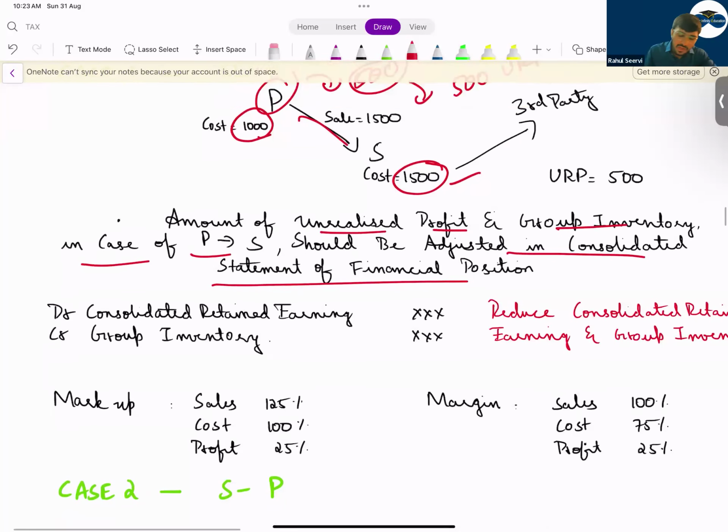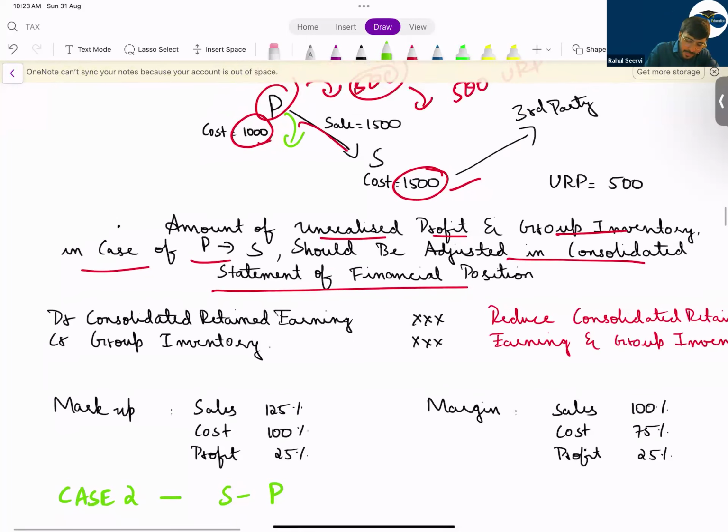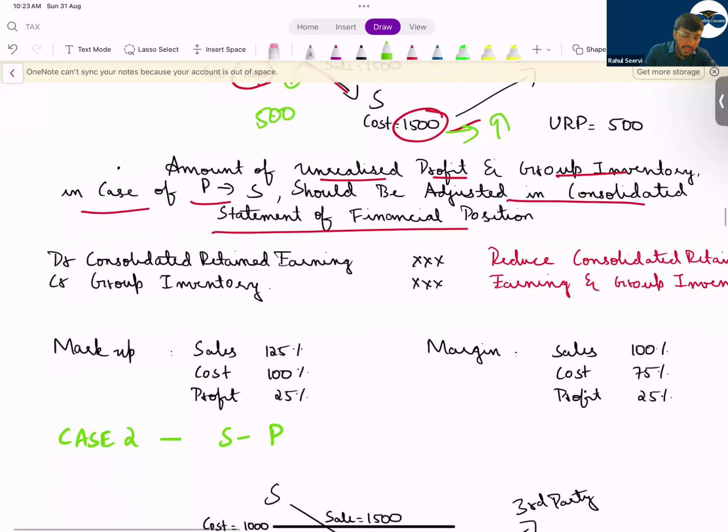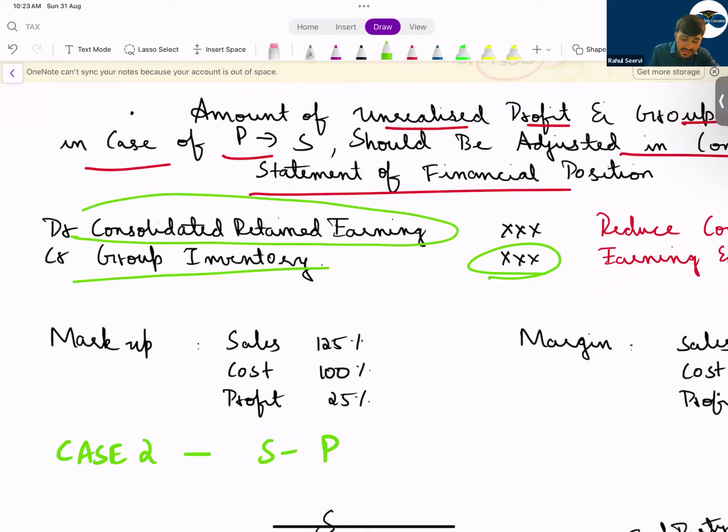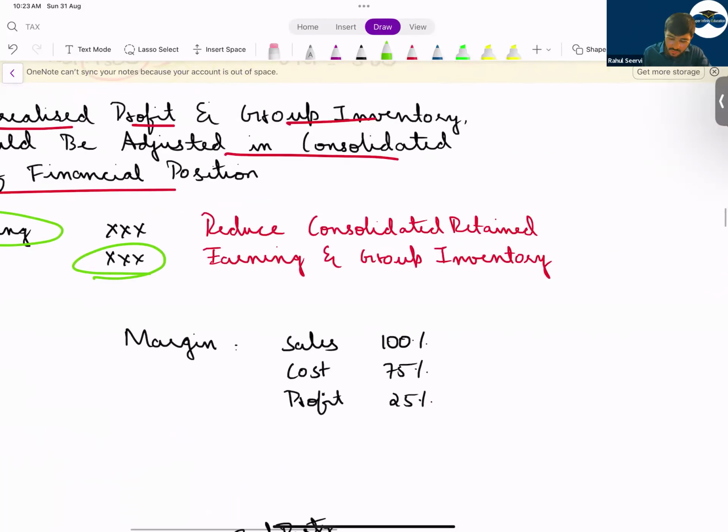So what we do, sir? Which company has recorded profit? Parent has recorded profit, sir. Which company has recorded more inventory? Subsidiary company. So simple thing we do, what, sir? We reduce the group inventory and we record this as a decrease in the retained earnings. We reduce the profit of parent company. So reduce the consolidated retained earnings and group inventory.